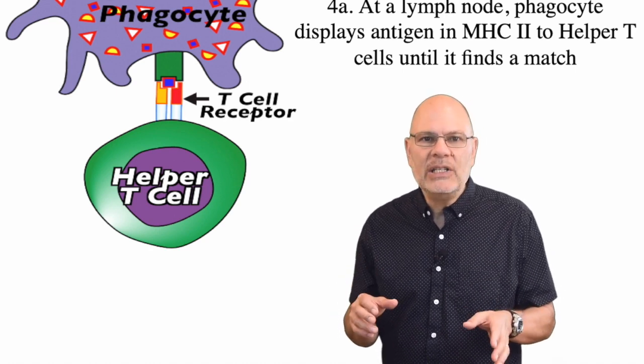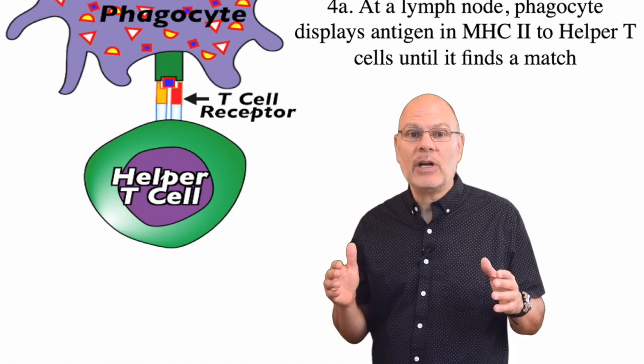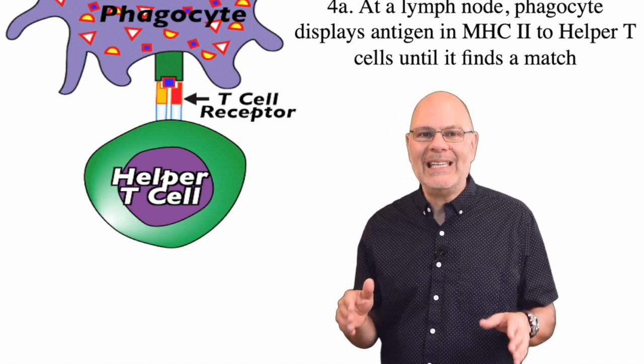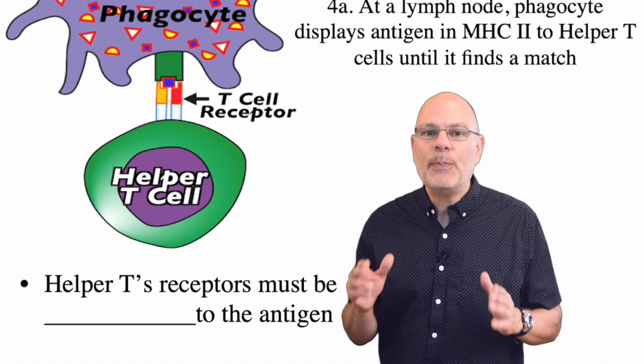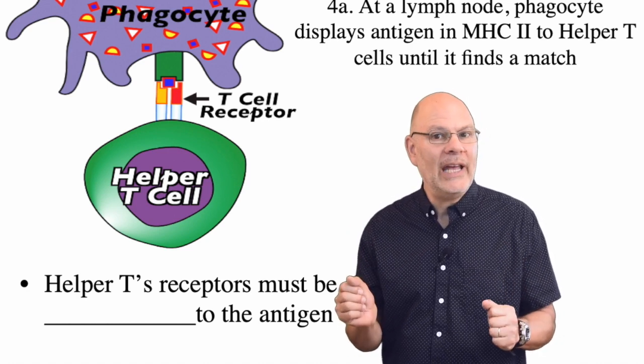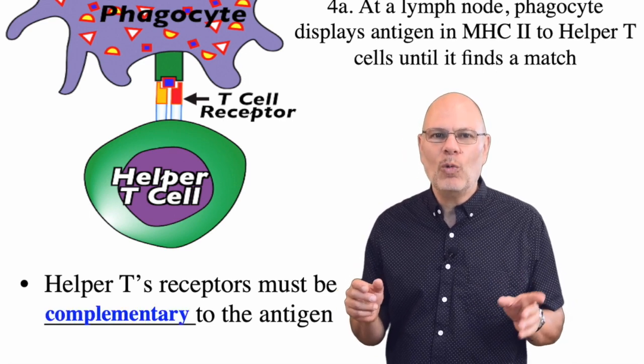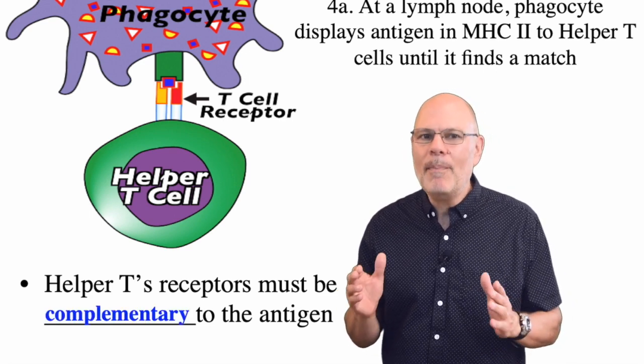The process continues until a helper T cell with a matching T cell receptor comes along. That's what we see here. Note that to become the general, the helper T's receptors must be complementary to the antigen. What is that? That's right. It's one of the most important words in biology, complementary.